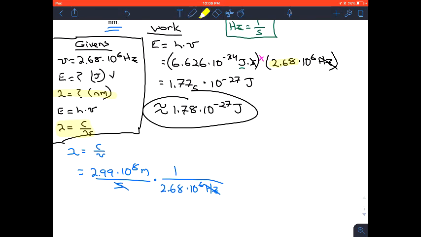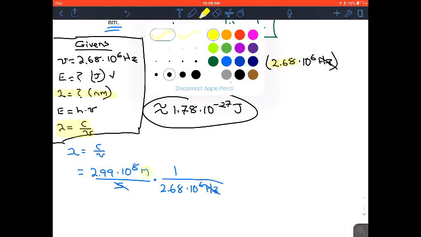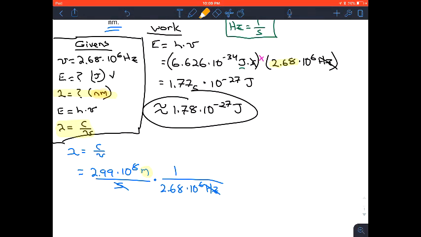We're left with meters, but we're not looking for meters. We're looking for nanometers in this case. So we need to make sure that we use a conversion factor.